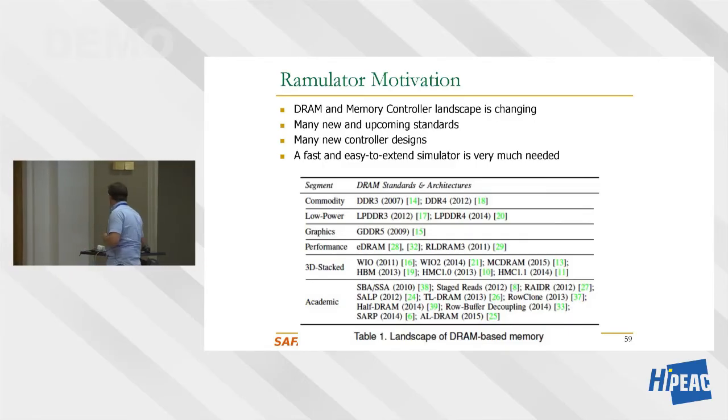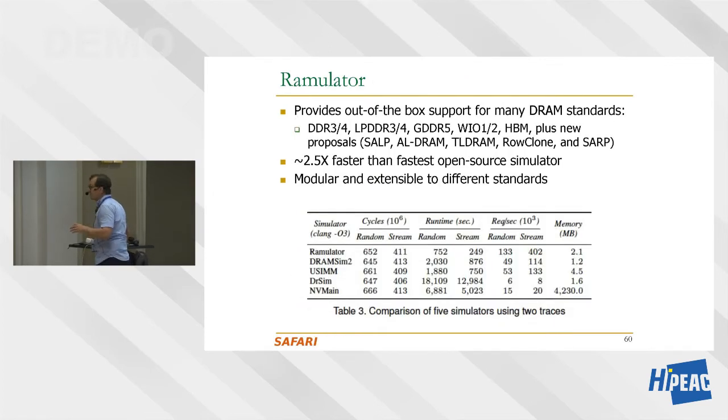Our motivation was really, we need a simulator that can adapt to the changing landscape of DRAM and memory controllers. There are many new and upcoming standards, many new controller designs, and we need a fast and easy to extend simulator so that we can experiment with things. And you can see some examples over here. This was 2015. Things changed over time. For example, today HBM is a very common memory. It was an emerging memory in 2013 or so. Today everybody does HBM, right? Some of them actually did not work out so well, but essentially you have very different memory types, and academia explores even more.